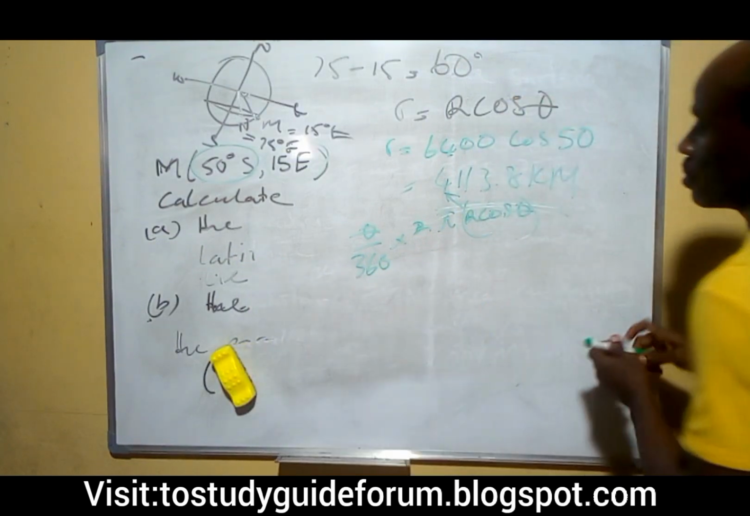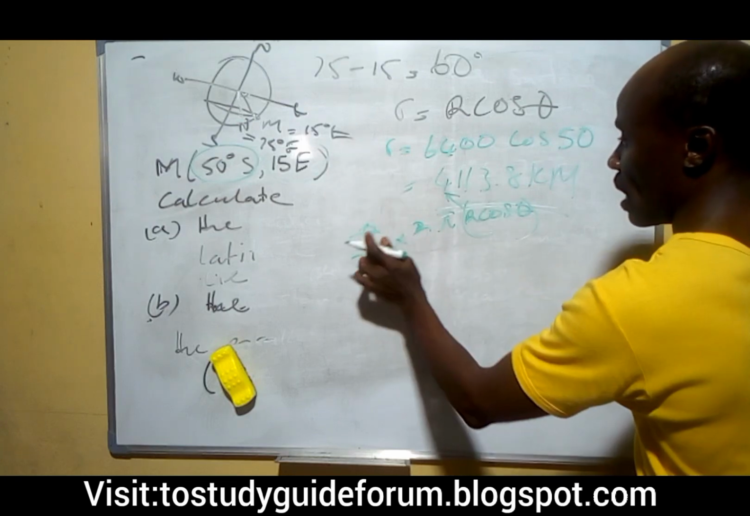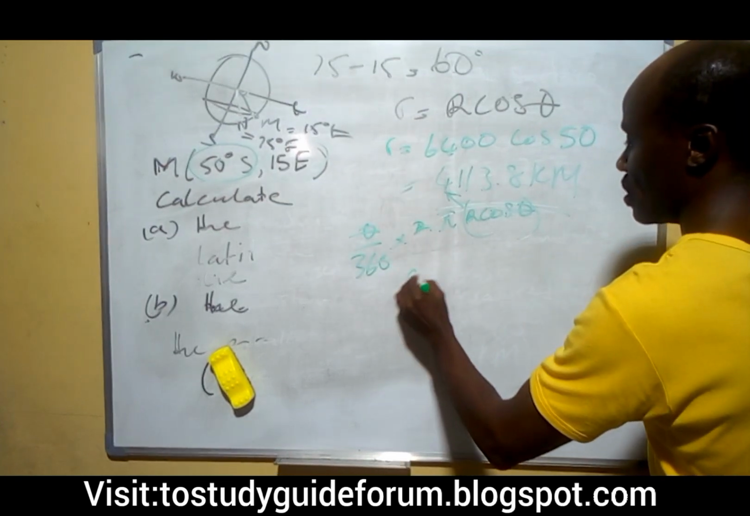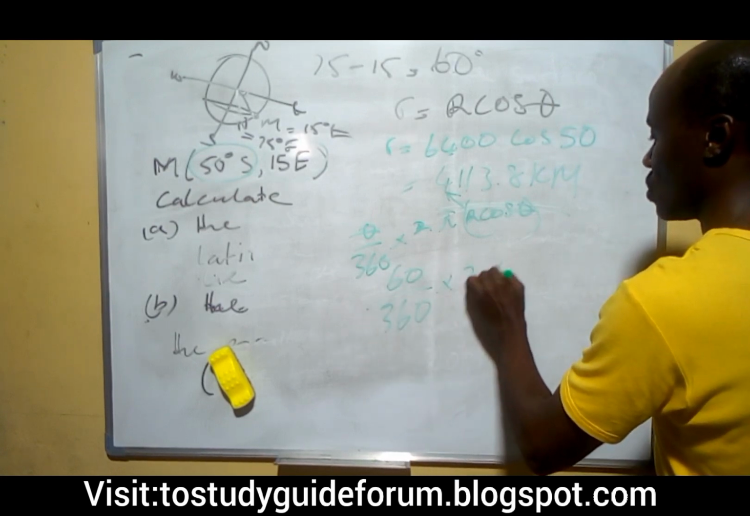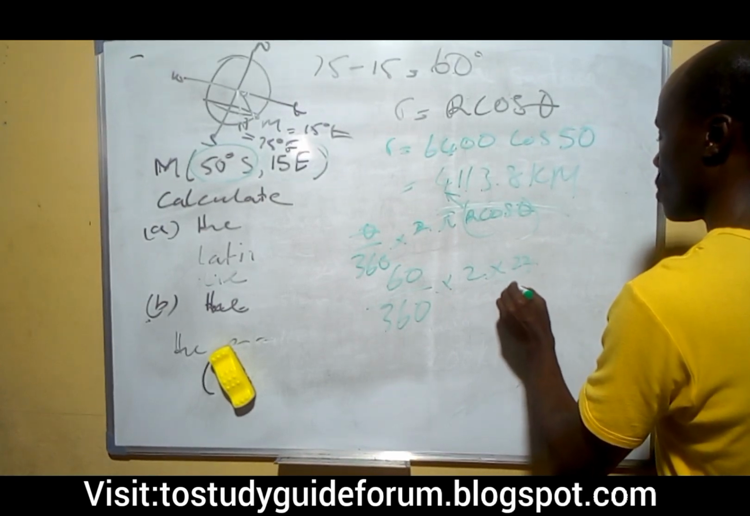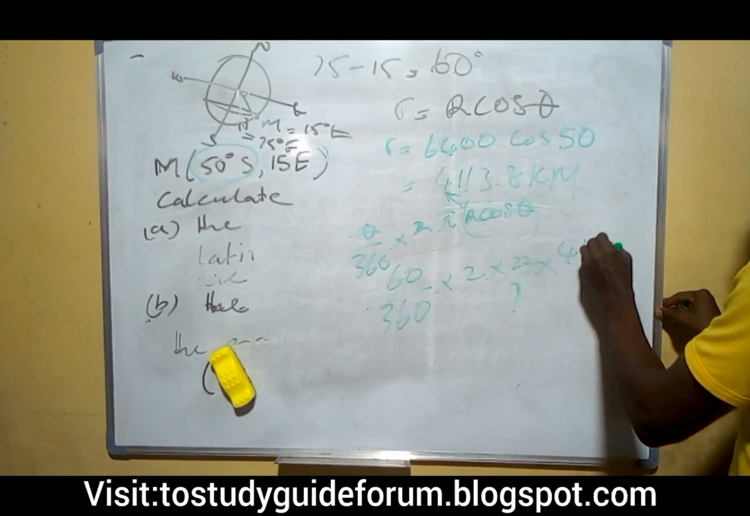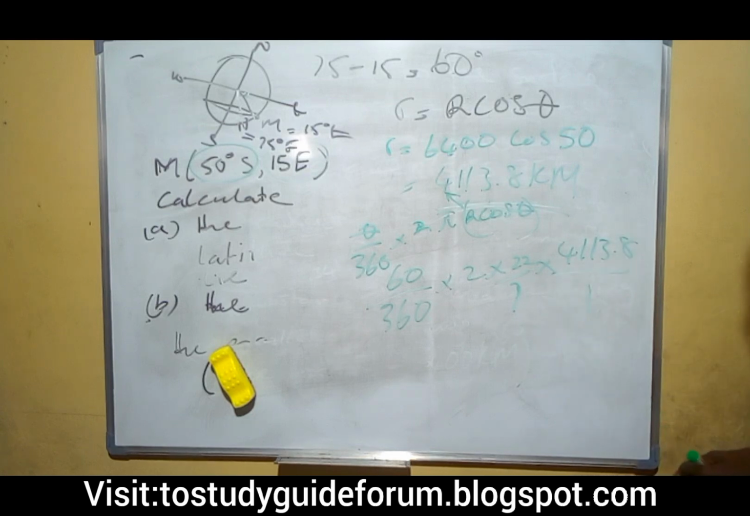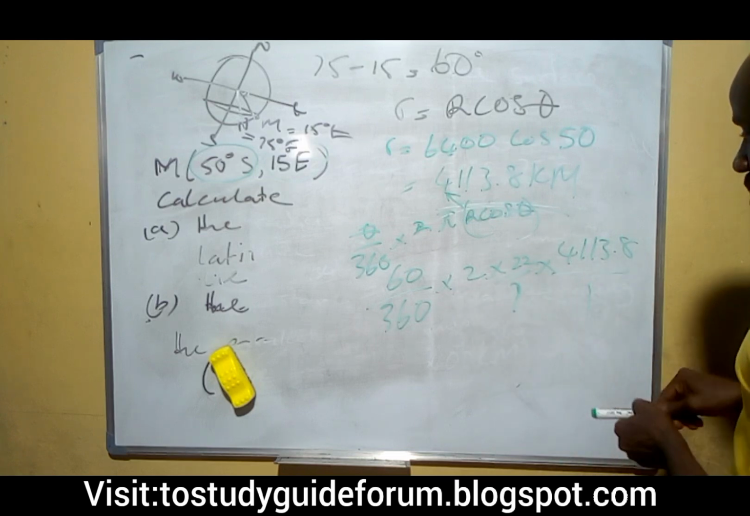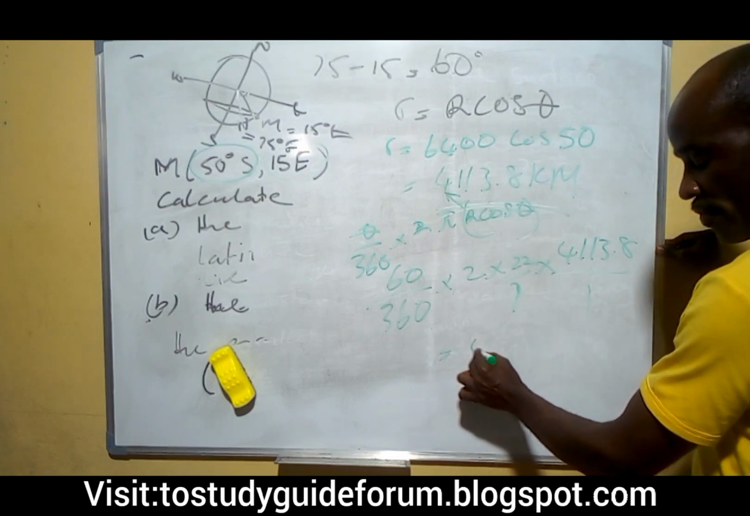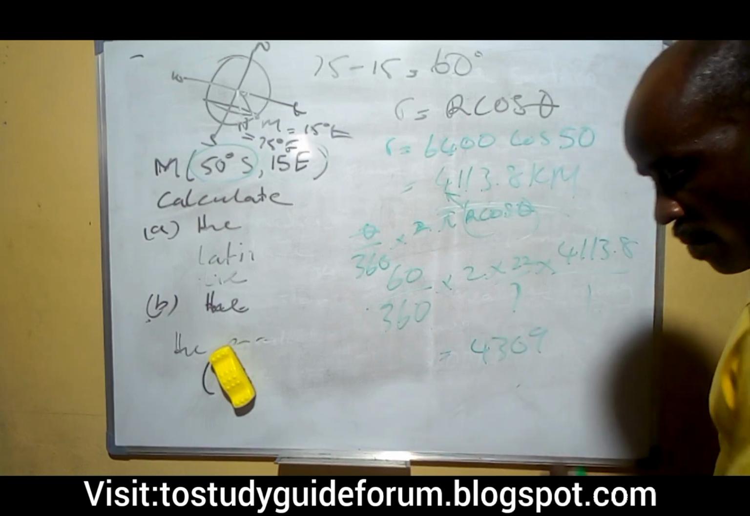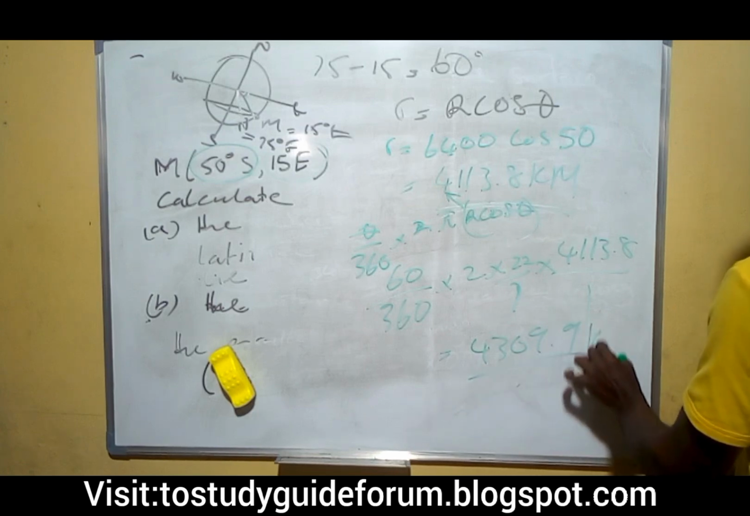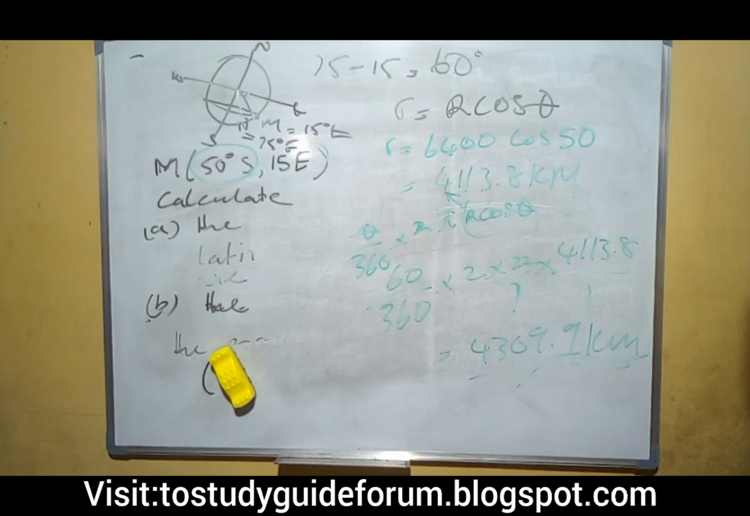So the next thing we're going to do is substitute it here. If we substitute, the angle now is 60, so we have 60 over 360 times 2 times pi times 4113.8 over 1. When we multiply the top and divide by the bottom, we will have 4309.9 kilometers. That is what we have.